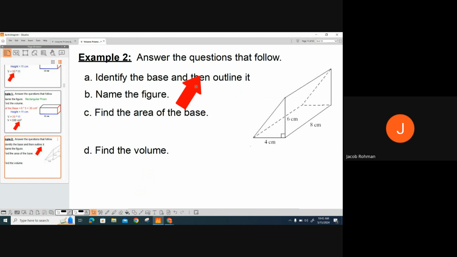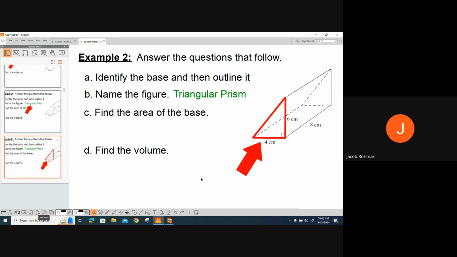Example 2, same thing. We're going to answer the questions that follow. We're going to start by naming the figure. So this particular figure is called a triangular prism. And we're going to identify the base and outline it. And that's in red here. So in red, the base is a triangle.